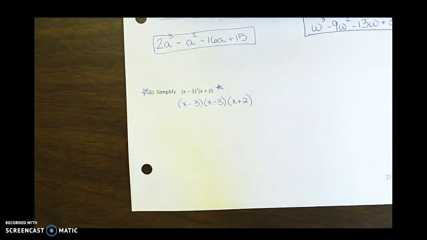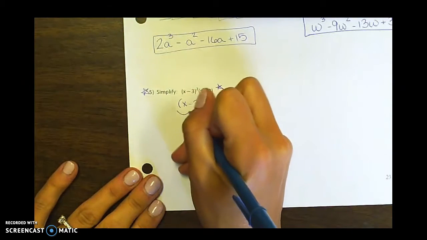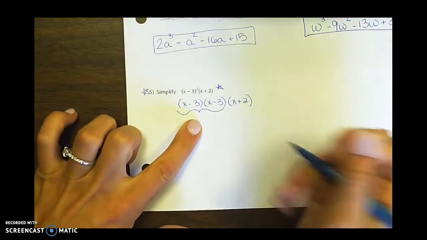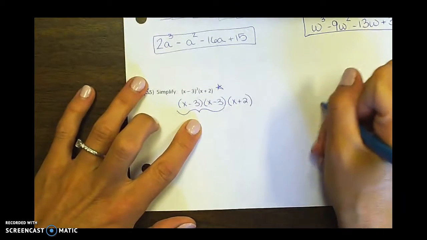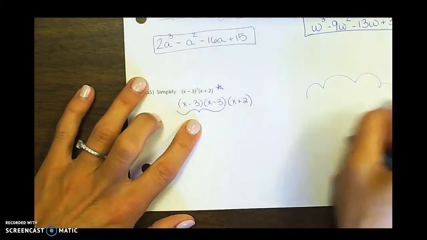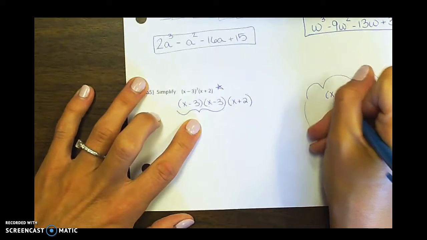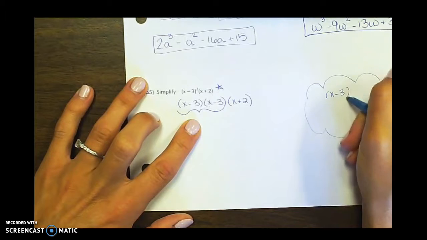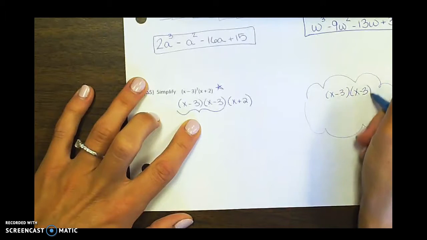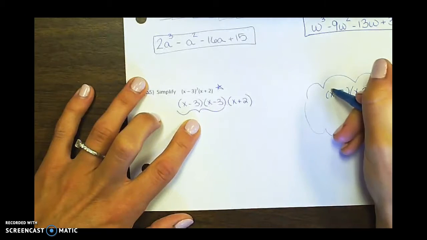Now, I can't multiply 3 binomials at once. So what we have to do is choose 2 of them, multiply them first, and then we'll multiply by the last one. So I'm going to take these 2 and multiply them together. So I'm actually going to go off to the side here. So here's my little think bubble. And let's go ahead. We have x minus 3 times x minus 3. So let's go ahead and use our long distribution.